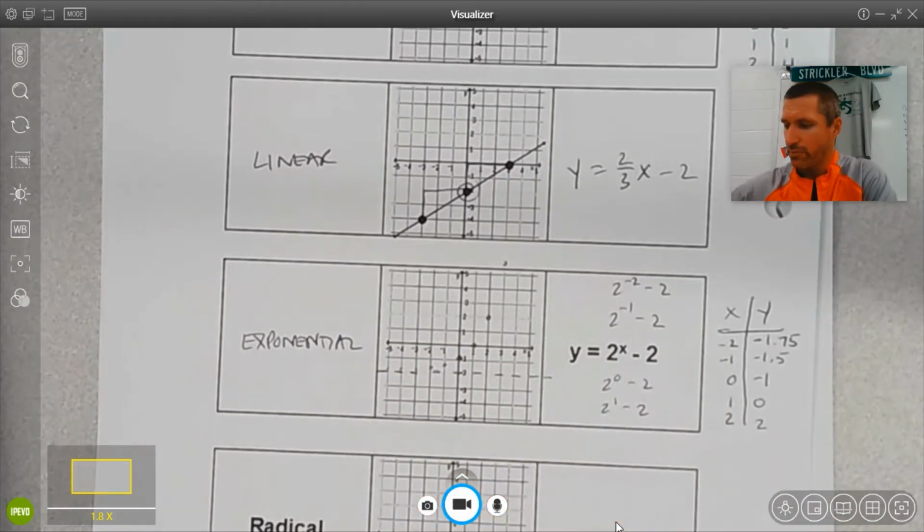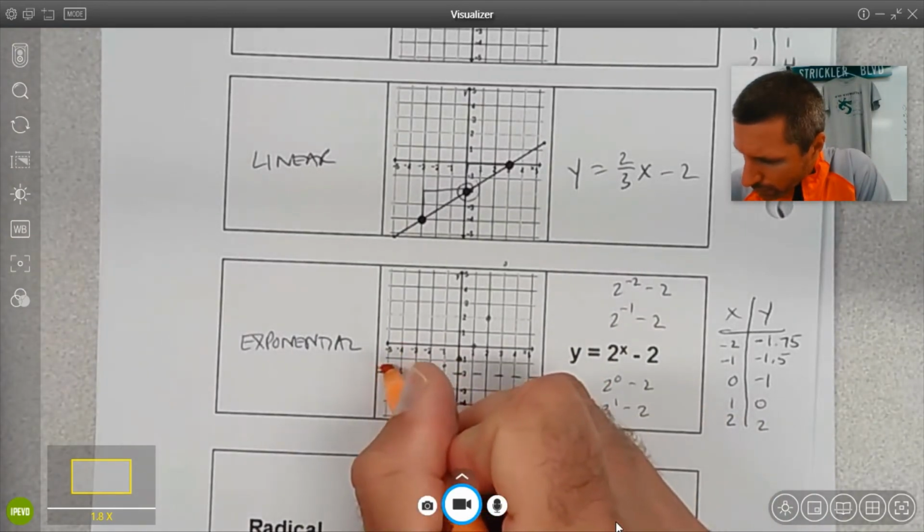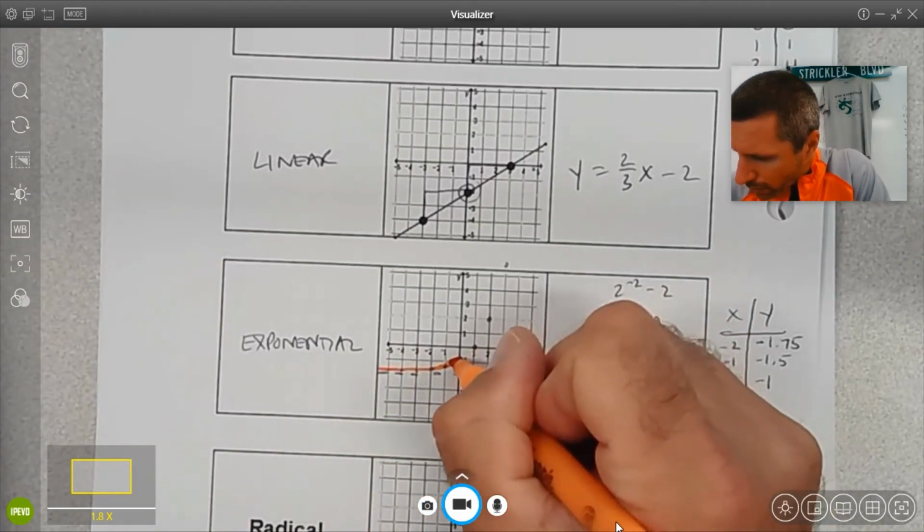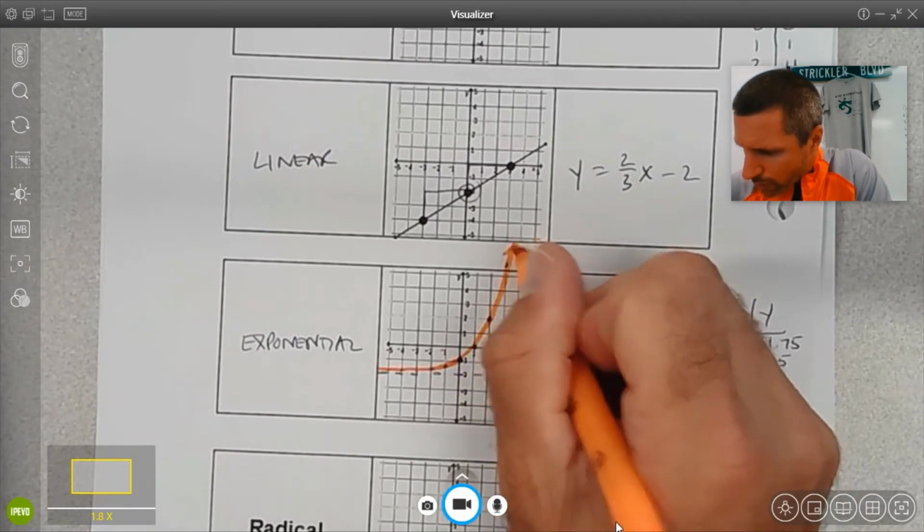Okay? Might use a little highlighter this time just to show you. No touchy, no touchy, no touchy, no touchy. It's exponential increase.